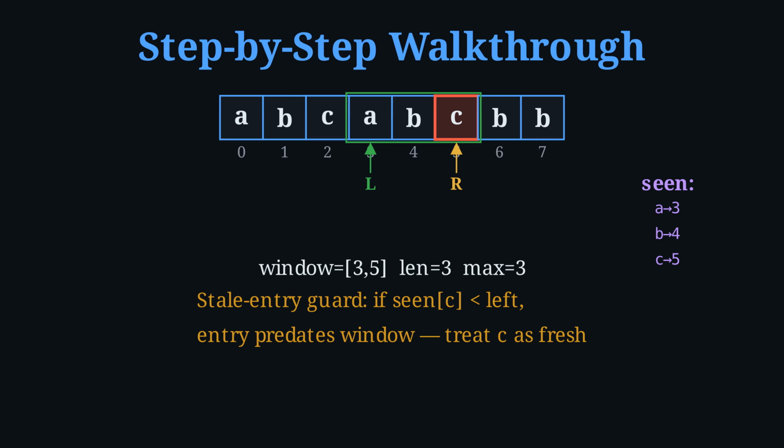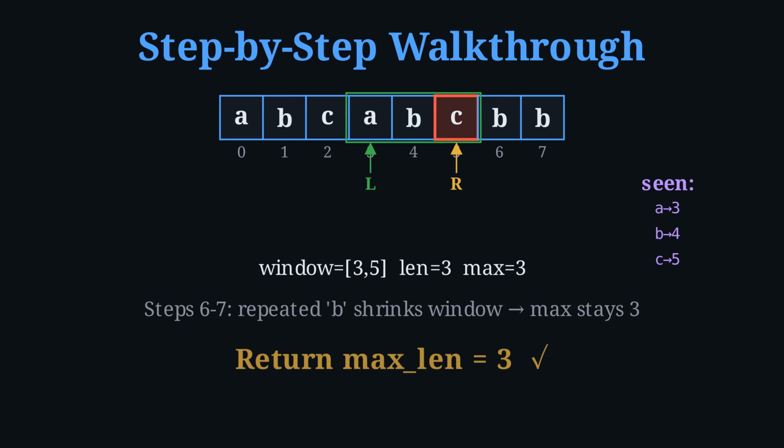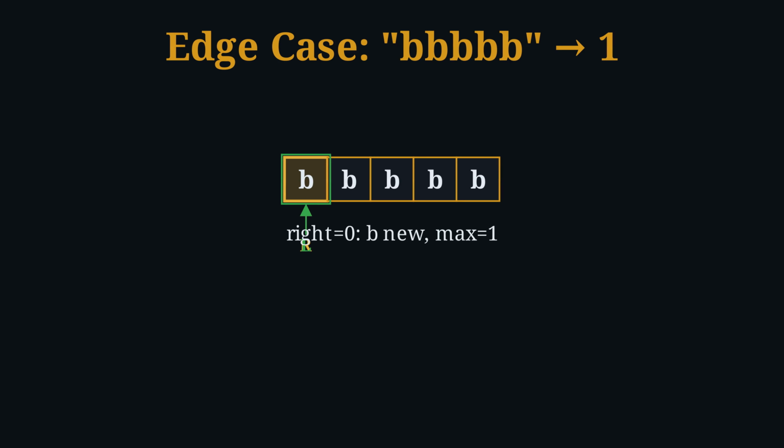Now the stale entry guard, this is the subtle piece. Suppose after all these jumps we encounter A again much later at some index 9. At that point left might be at 5. Our hashmap says seen[A] equals 3, but 3 is behind the left boundary. Without the seen[c] greater than or equal to left check, we would try to set left equals 4, which is actually backward. The guard catches this. If the stored index is below left, the entry is stale. We treat the character as fresh and simply expand the window.